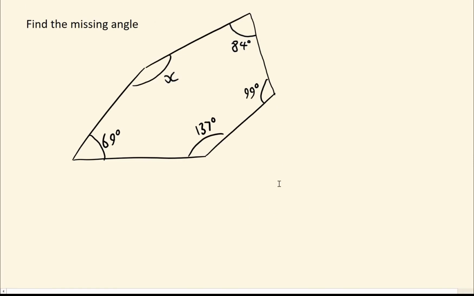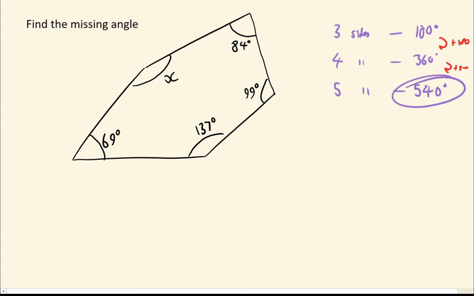Of course, it gets slightly harder. Here we have a 5-sided shape. So just for a recap, if we had 3 sides, that was 180 degrees. If we had 4 sides, that was 360. If we've got 5 sides, we have to keep adding on another 180. So 5 sides is going to be 540 degrees. That's the key thing for this question. And then it's the exact same method.